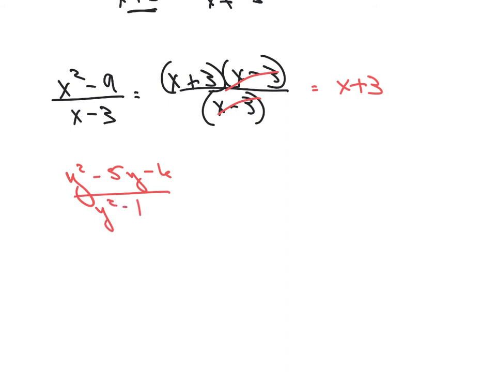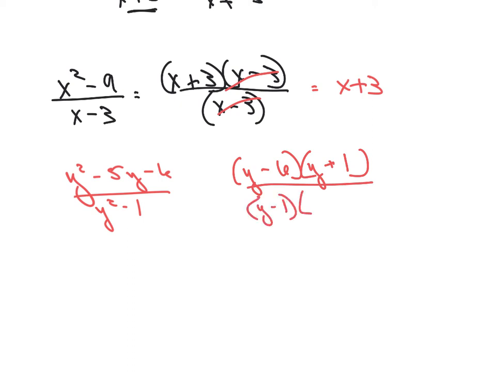All right, so we're going to look at just the top first, and we can factor it. Two numbers multiplied together give me a negative 6, added together give me a negative 5. Okay, and then y squared minus 1 is a difference of 2 squares. And if you look at this, I've got a y plus 1 there and a y plus 1 there, leaving me with that for the answer.